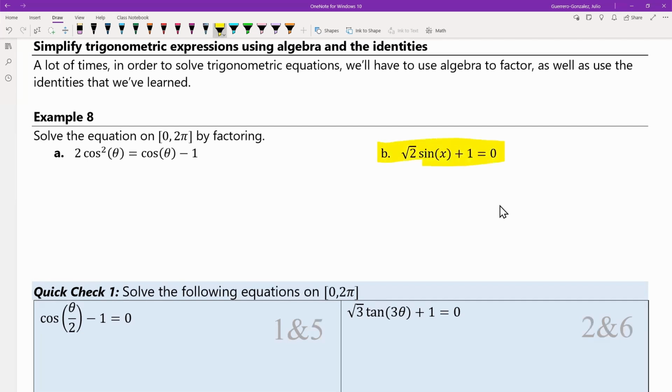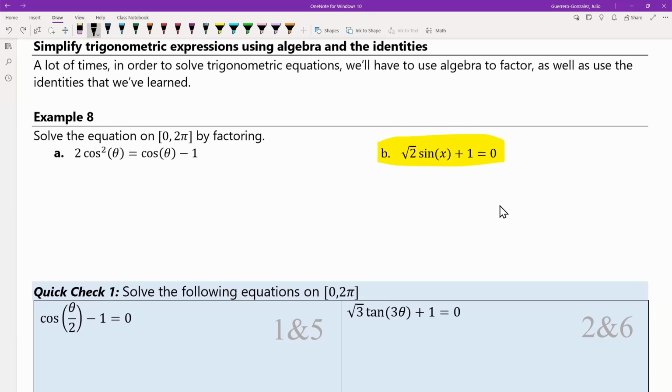Suppose you have, I'm going to start with B, something like this. I want to find the x values, I want to find these x's, such that when you do square root of 2 times sine of that angle plus 1, it's going to be equal to 0. I want to find all of those x values. Turns out some of these you can do by the unit circle.